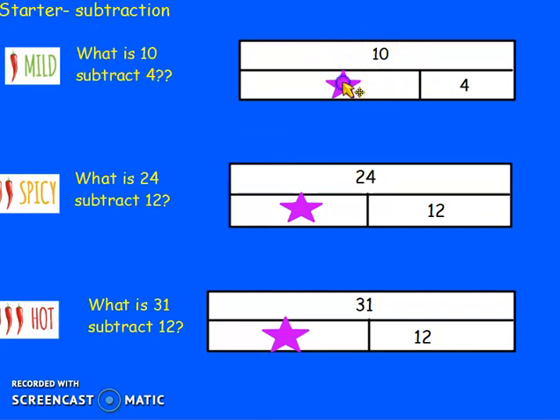10 take away 4 is 6. 24 take away 12. So you can take away your 2, you can take away your 1 and it equals 12. Another way that we can say this is half of 24, isn't it? Because we split it in half. This one's a little bit trickier because we have to do some exchanging. We can't take away 2 from 1, so you need to exchange from the next column. And the answer is 19.